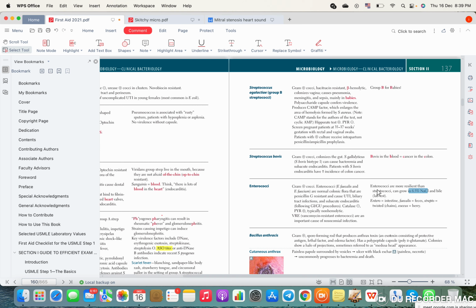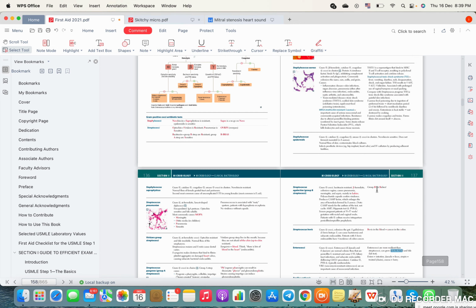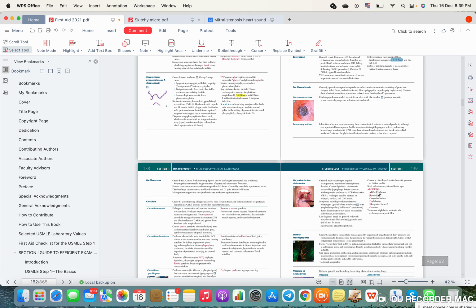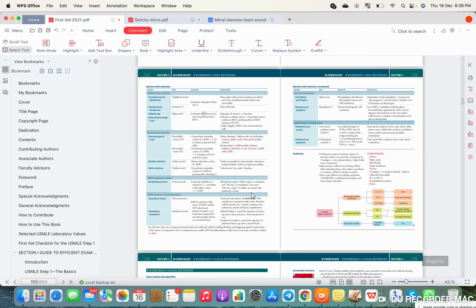Well, that's interesting. So today we spoke about every single cocci that exists in the book that you need to know about. And we spoke about the generalized classification of the gram-positive bacteria. We also spoke about the endotoxin.